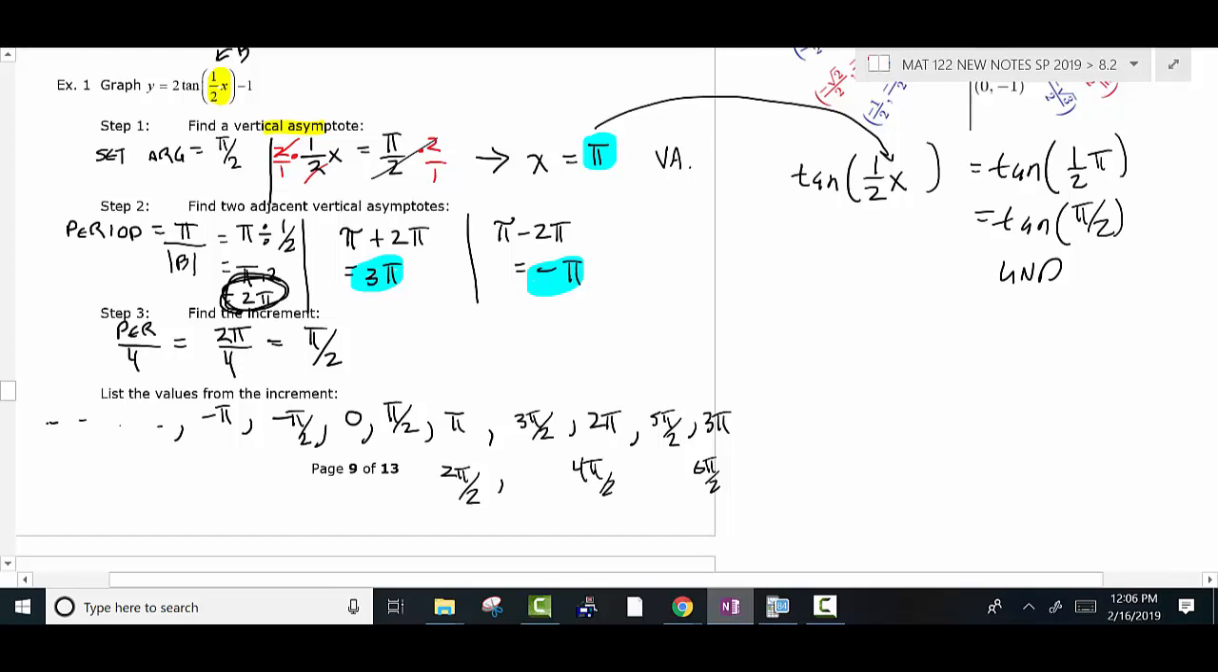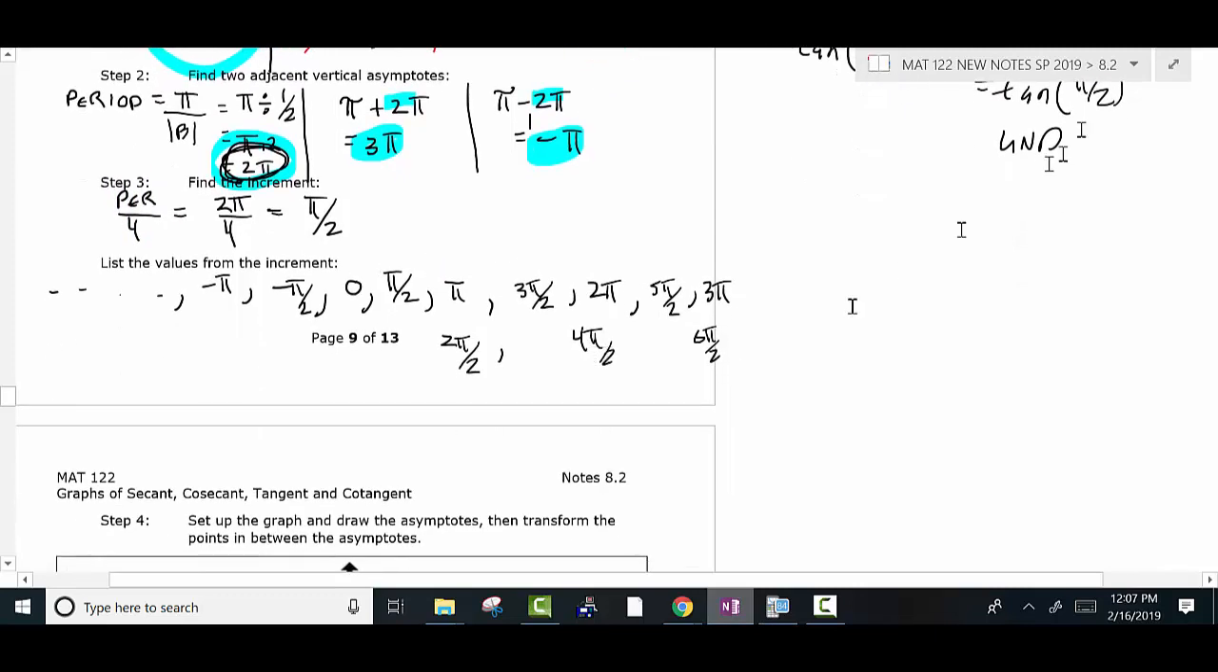So what I'm doing is I'm counting by that numerator always, and I start at 0. You always want to start at 0 because that's the origin of the graph. Okay, so what we have so far, these are the key things we did. We set the argument to pi over 2 to get that first asymptote. So we know we have an asymptote there, and then we found the period to be 2 pi. We added the period, subtracted the period to get 2 adjacent asymptotes, found the increment by dividing the period by 4. Now we know how to count out our x-axis, okay?